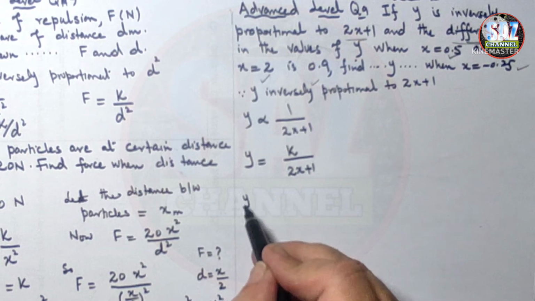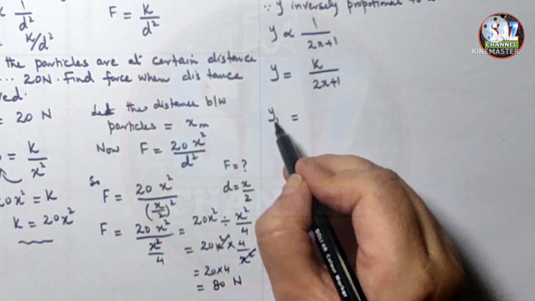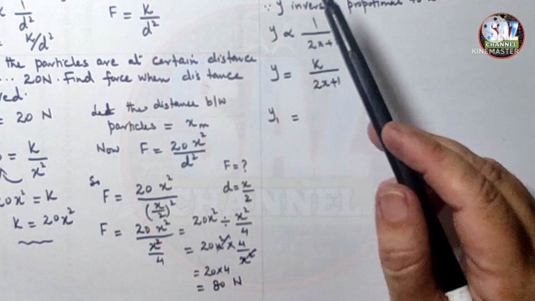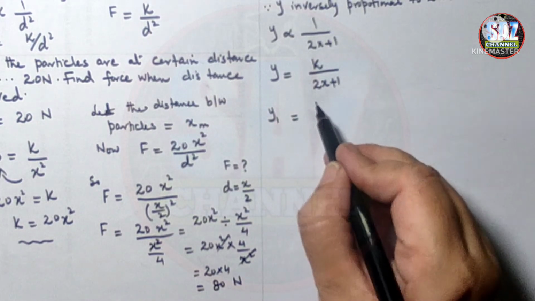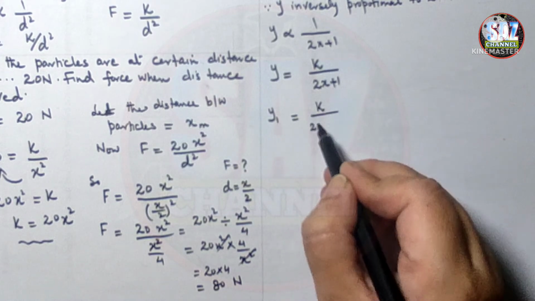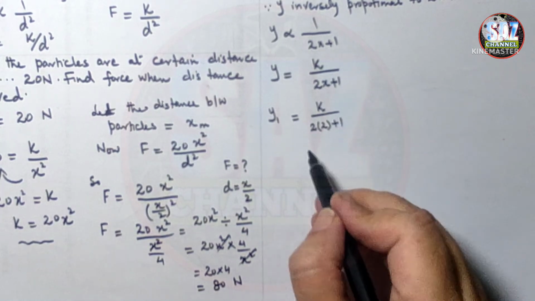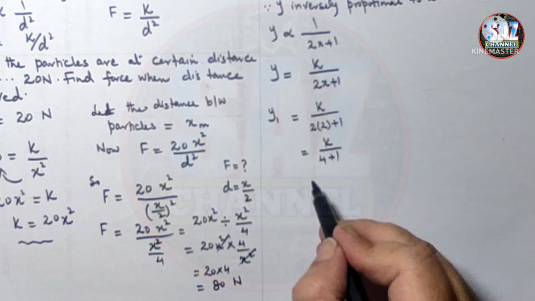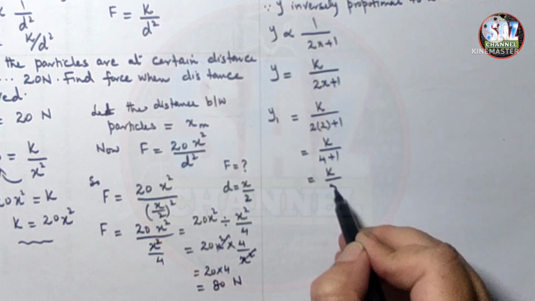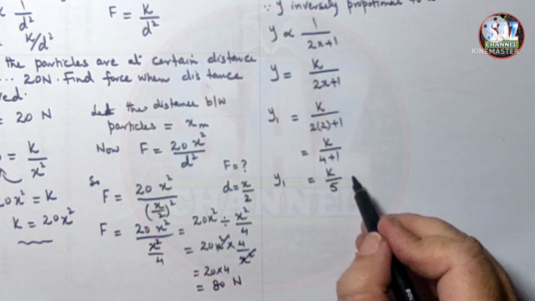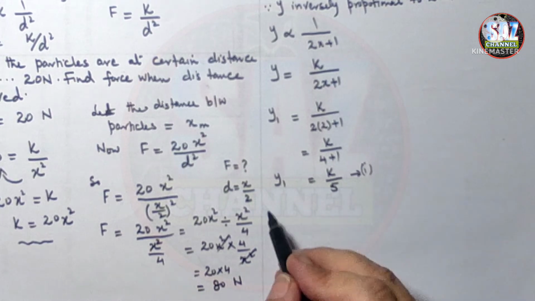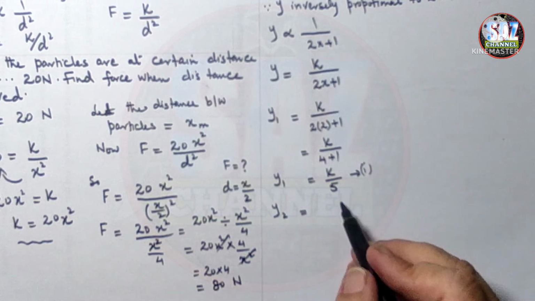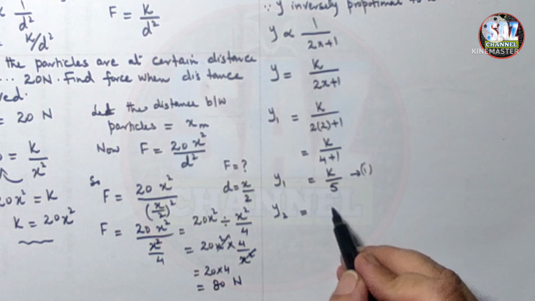For differentiation purposes I'm marking it as y1. So y1 I'm going to evaluate at x equals 2. When x equals 2, this is 2 times 2 plus 1, which is k over 4 plus 1, k over 5. Let it be as it is. And y2, I will be evaluating at x equals 0.5.